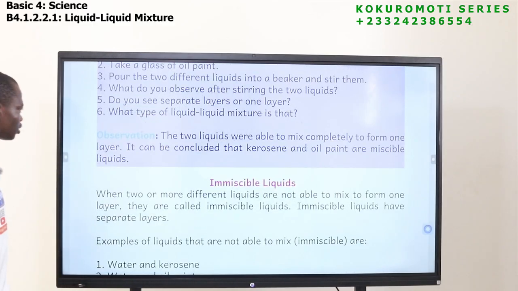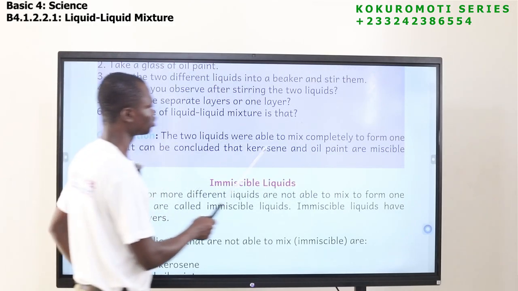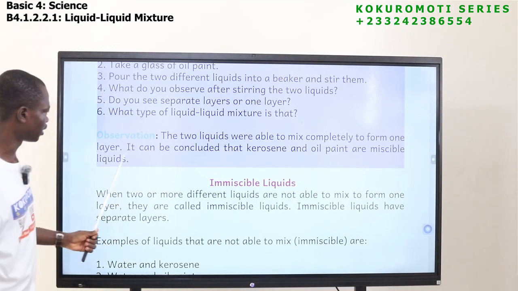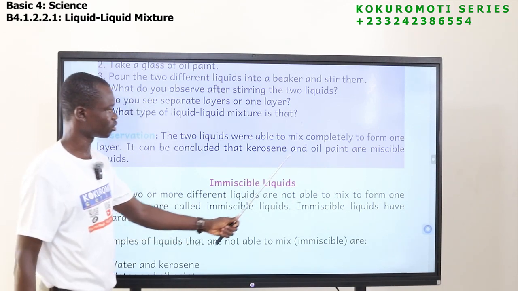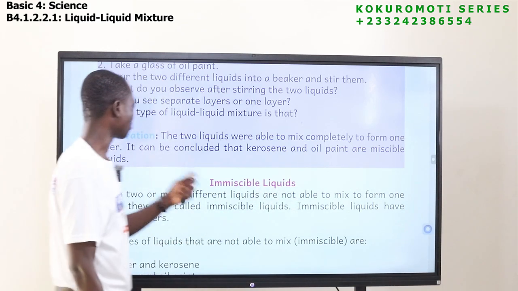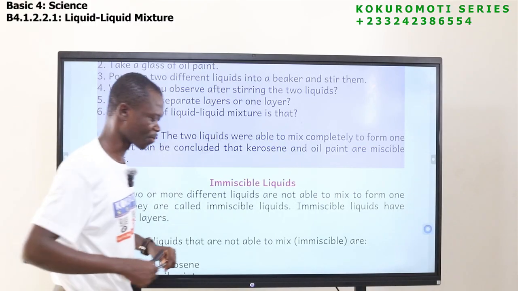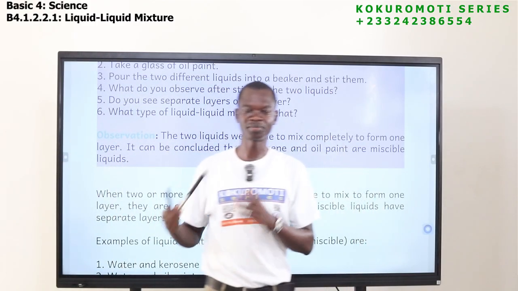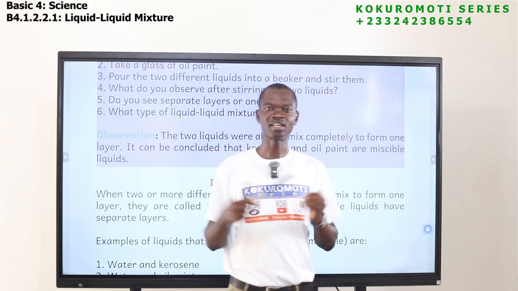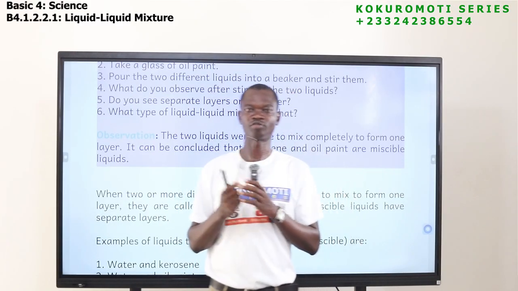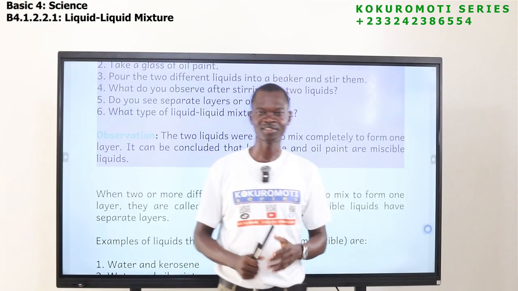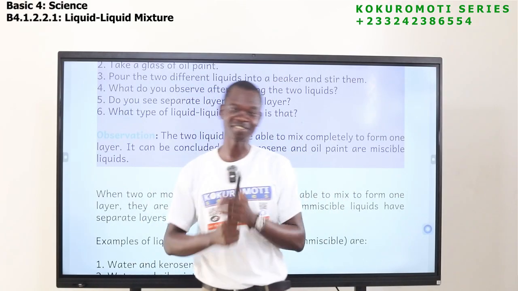The observation: the 2 liquids were able to mix completely to form one layer. It can be concluded that kerosene and oil paint are miscible liquids. So we can also conclude that kerosene and oil paint are able to mix completely to form one layer. So they are miscible liquids. So now we have seen what miscible liquids are.